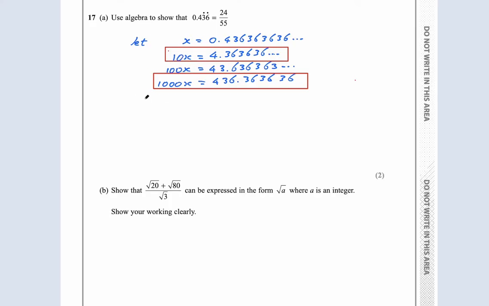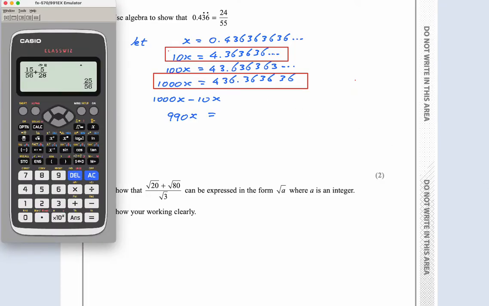I can write it here. 1000x, excuse me, minus 10x. So 1000x minus 10x is, well, what's 1000 minus 10? It's 990. So 990x is equal to, and I need to do this minus this. Now guys, use your calculator if you want. I'm going to use my calculator. Don't be ashamed to use your calculator.